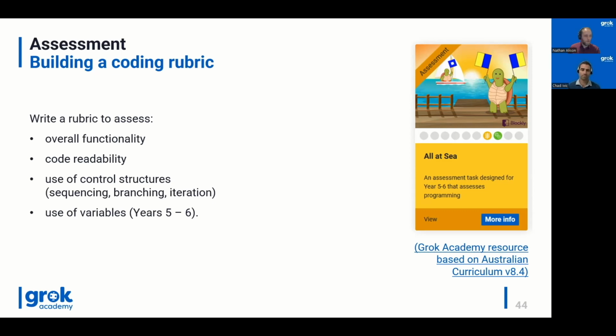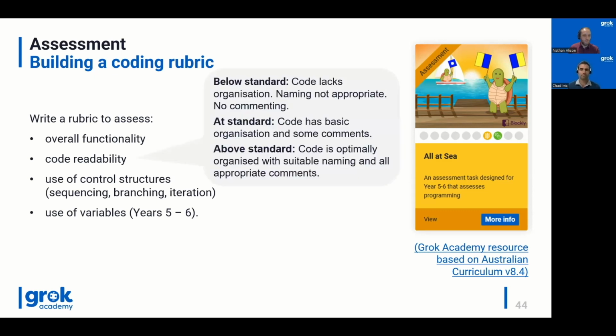So, for example, the overall functionality. Does the program do what it's meant to do? Code readability. Maybe below standard would be the code just isn't organized. The names of variables don't make sense. There isn't any commenting. At standard, the code has basic organization and it has some comments. And above standard is the code is optimally organized. The variables have really suitable names and appropriate comments are there where they should be.